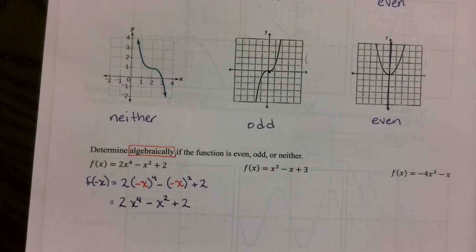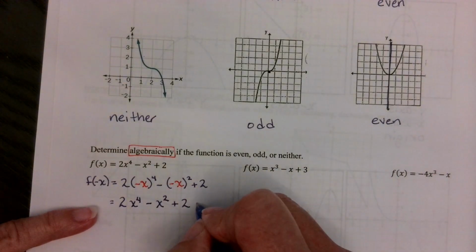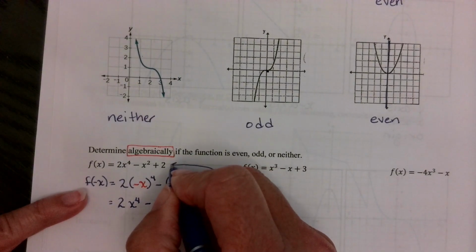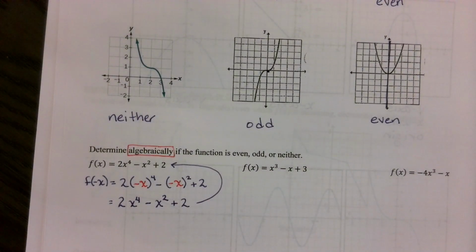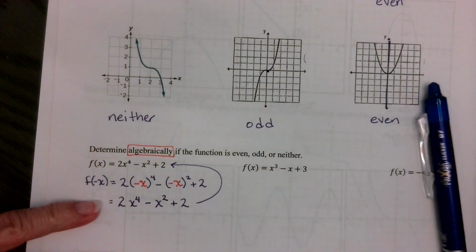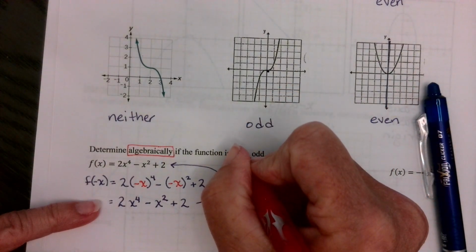Now what we're going to do is compare this to our original function. If everything is the same, it is even. If everything is the opposite signs, then it's odd. So for even, all signs have to be the same.